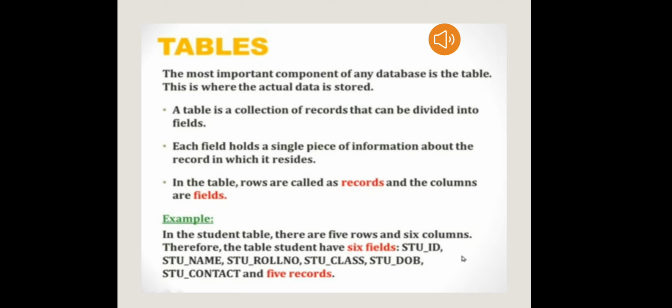An example is given here. In the student table, there are 5 rows and 6 columns. Therefore, the table student has 6 fields, that is student ID, student name, student roll number, student class, student date of birth, student contact, and 5 records and their particular records.